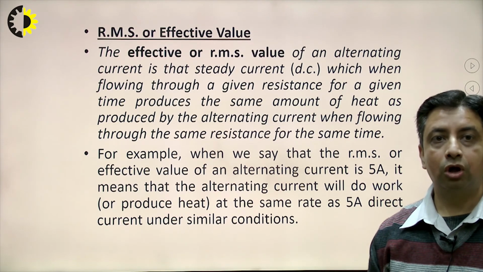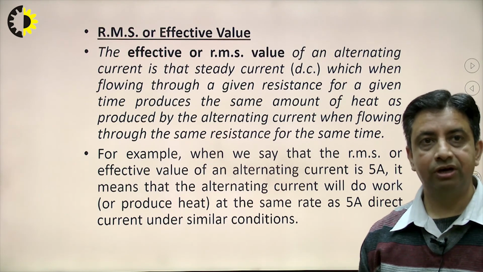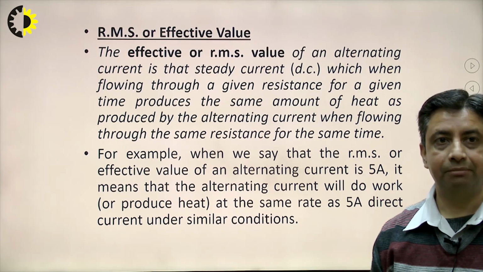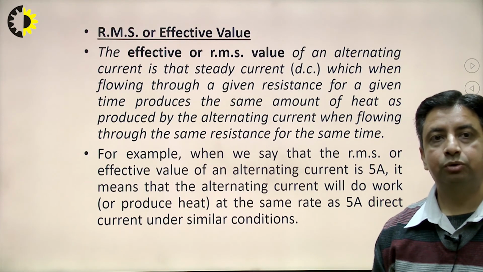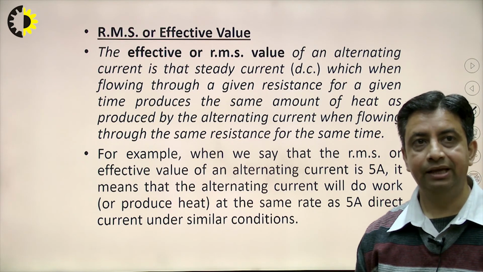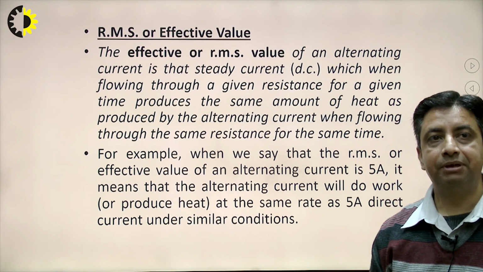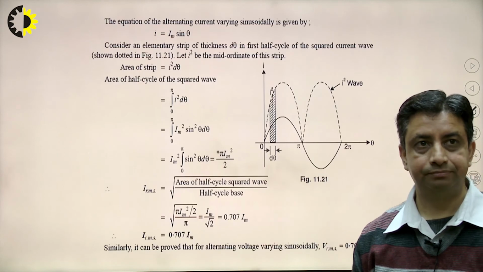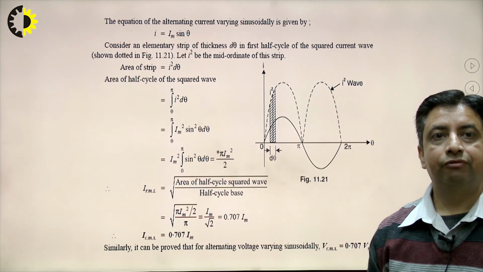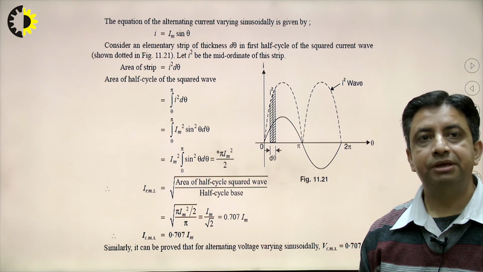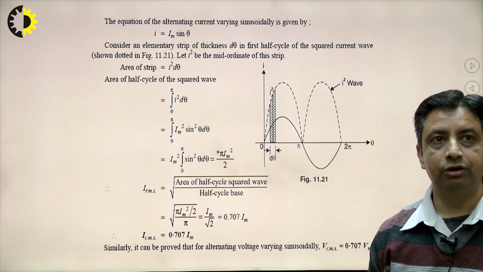So for all these computational work, we generally prefer this RMS value. Like if we say that in our homes we are getting 230 volt AC supply, it means it is the RMS value of the voltage. Now again I will derive the expression for the relationship between the RMS value and the maximum value of current.